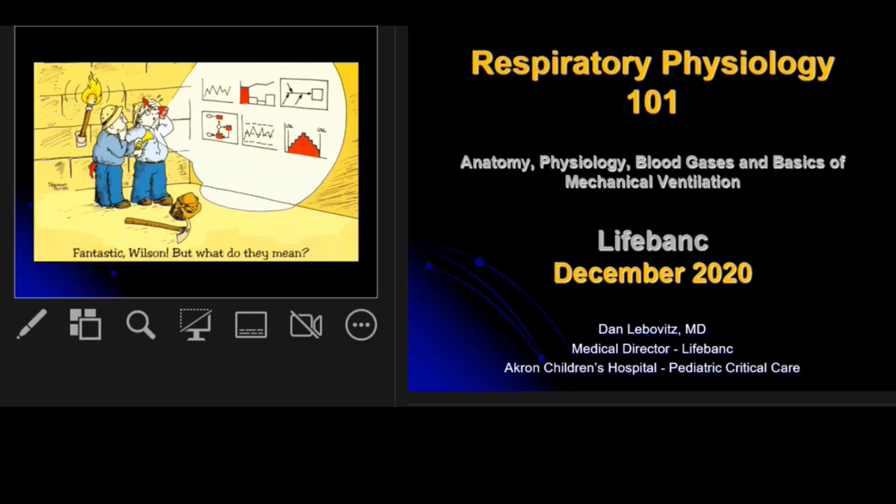So these are talks that I gave last year, a couple of years ago. But it's basically going to be some of the same information. I'll let you look at anything else you need to add in. But what we're going to do is start out just talking about some respiratory physiology.